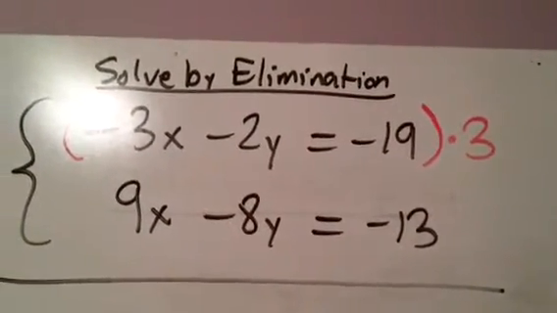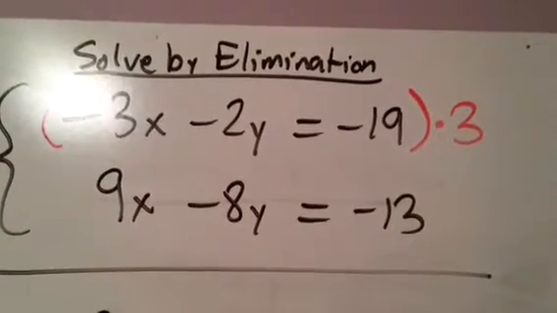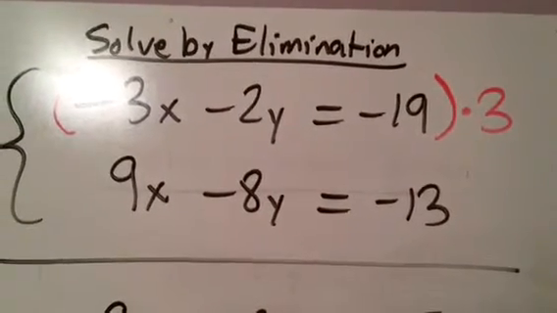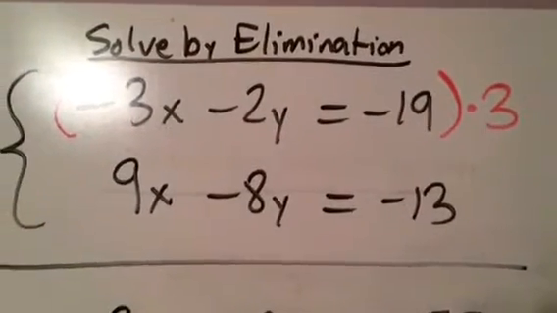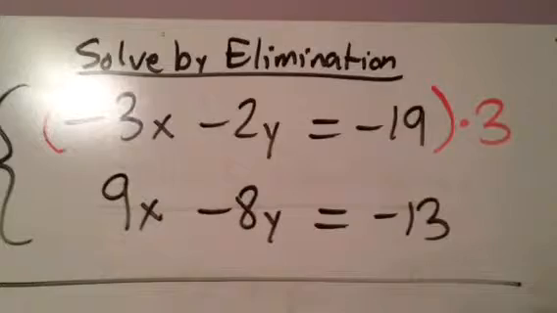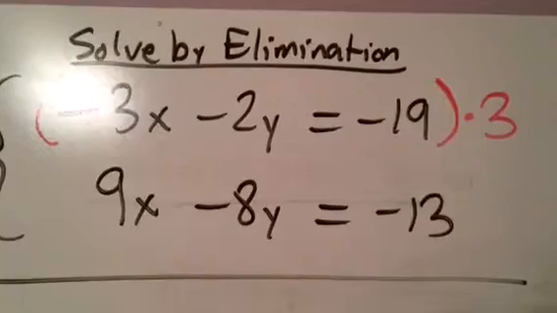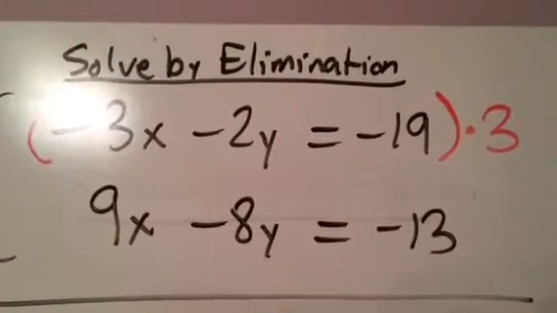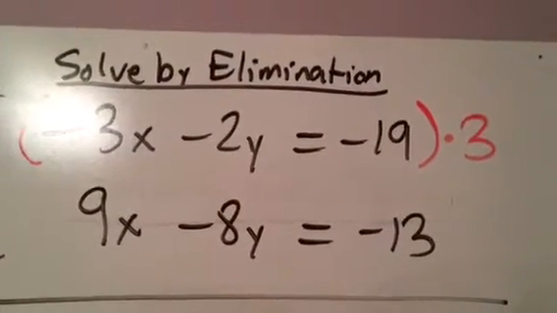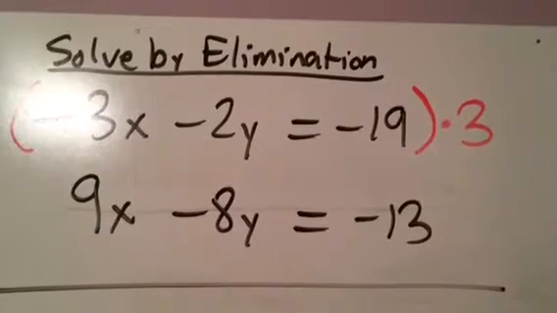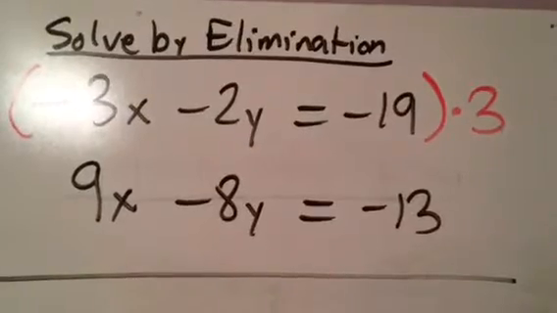For this next problem, I have the system of equations negative 3x minus 2y equals negative 19, and 9x minus 8y equals negative 13. Notice in this system of equations, the x's and the y's, if you were to combine them together right now, cannot cancel each other out. In order to eliminate one of the two variables, we need to choose which variable to eliminate and then try to make them equal to each other, but having one with the opposite sign.